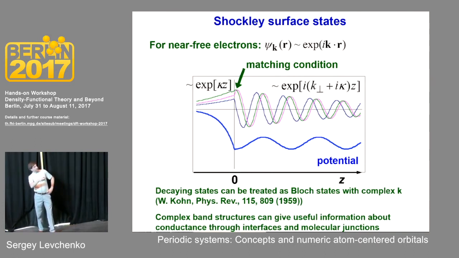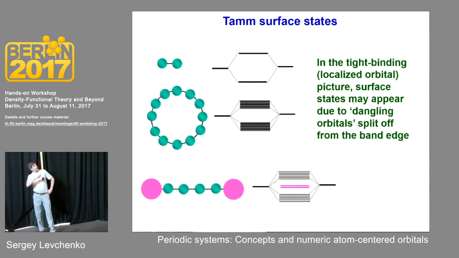Actually, such decaying states can be treated as Bloch states with complex k vector. And this can also be done, and there is a lot of literature about this. But this makes the picture of the electronic structure even more complex. And there are Tamm surface states, which can be understood as dangling bonds. So if I have a periodic system and then I create a surface, here I just use a one-dimensional system to model this, then at the ends of this chain we would have dangling states which have a different environment, and they would enter the gap of the system.